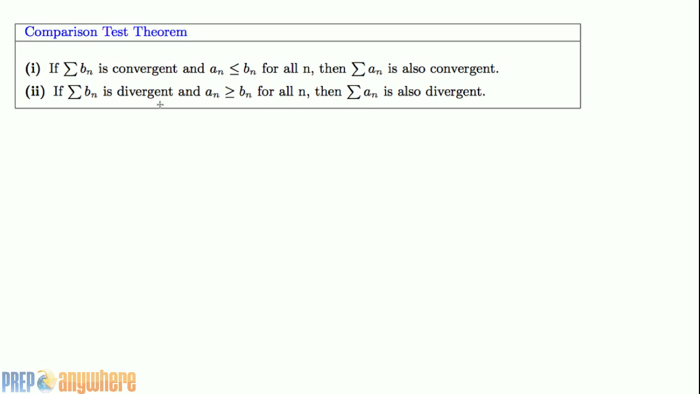Okay, the next very useful theorem to determine if a particular infinite series is converging or diverging is called the comparison test. So let's actually read this carefully. Suppose that we know that the series sigma Bn, the infinite series, is convergent, and for every n, Bn is always bigger than An. Then the theorem tells us that the series of An is also convergent.